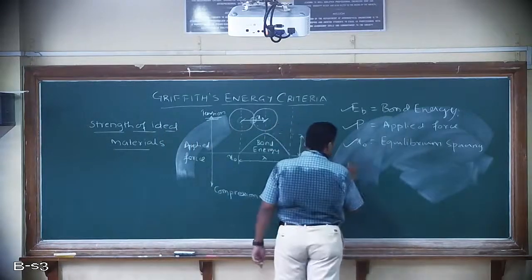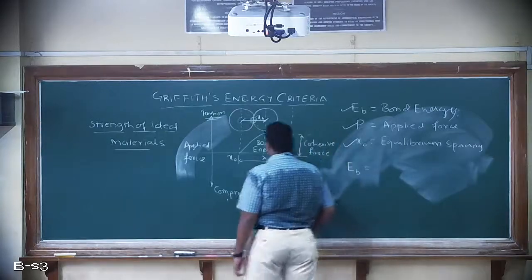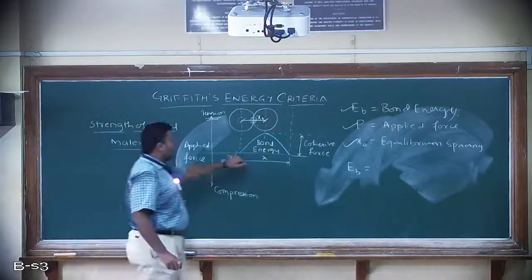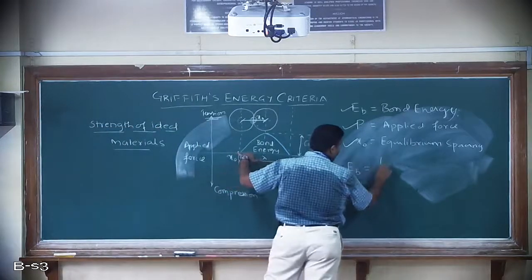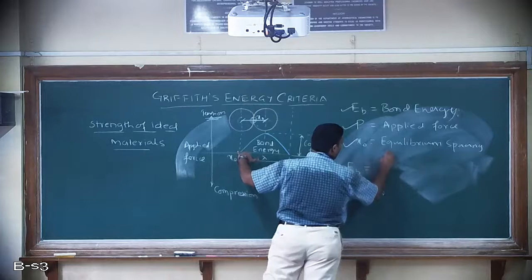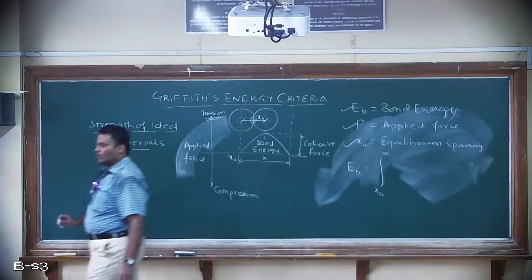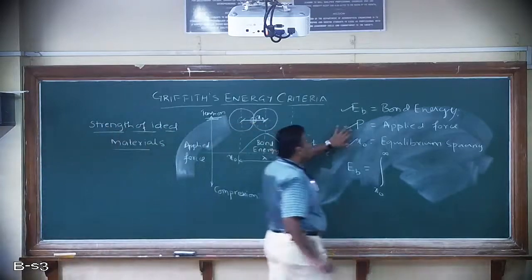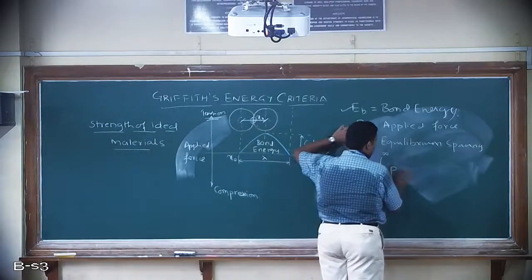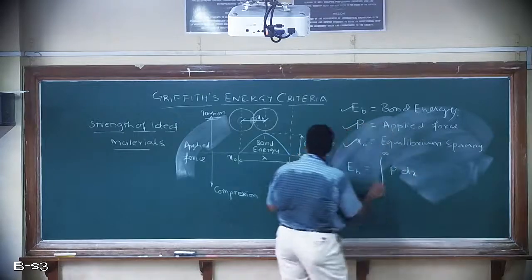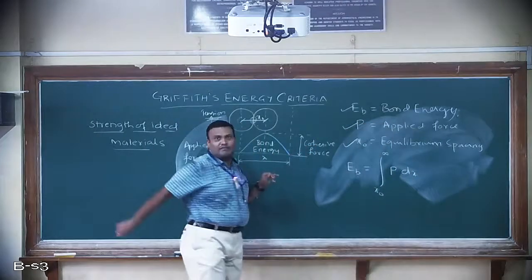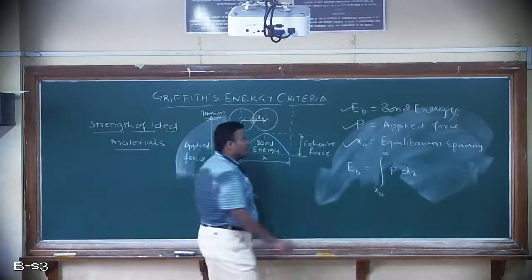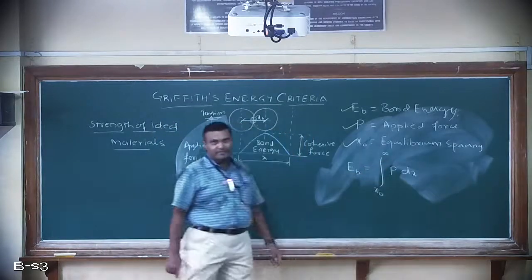So here bond energy EB is given as, now if you see here, it is from x0 to infinity. So we integrate from x0 to infinity the applied load along x. That is, we have applied load P. So this P is integrated along dx from the limit x0 to infinity. Whatever that length may be, the total will give the bond energy. Is that clear?